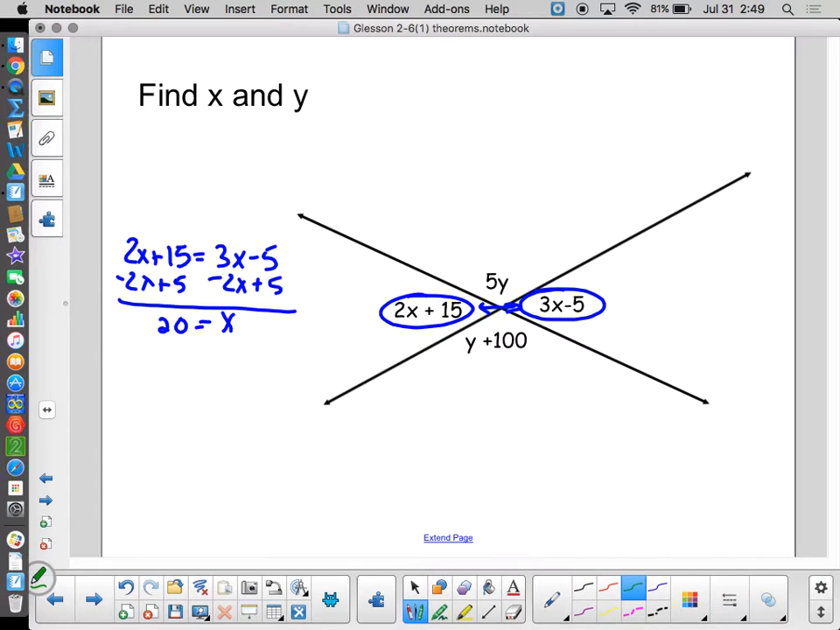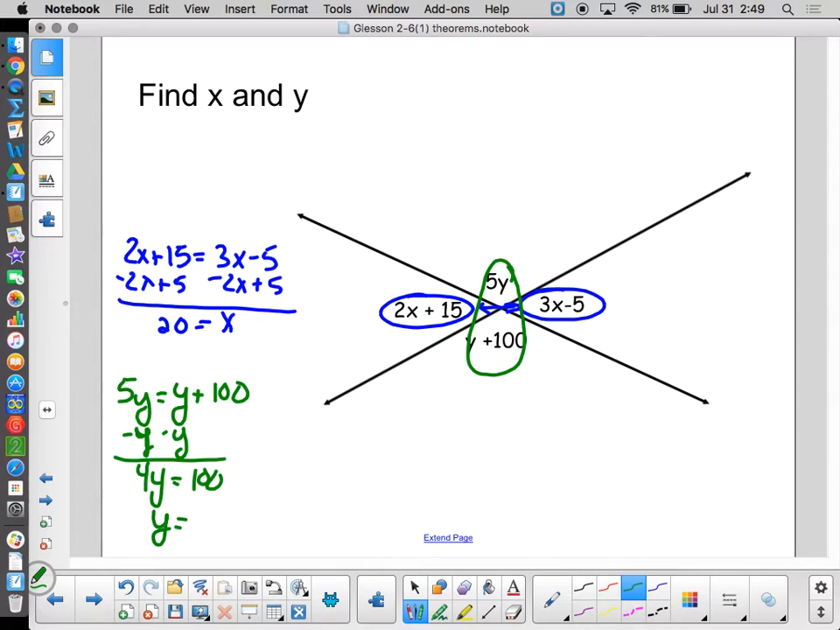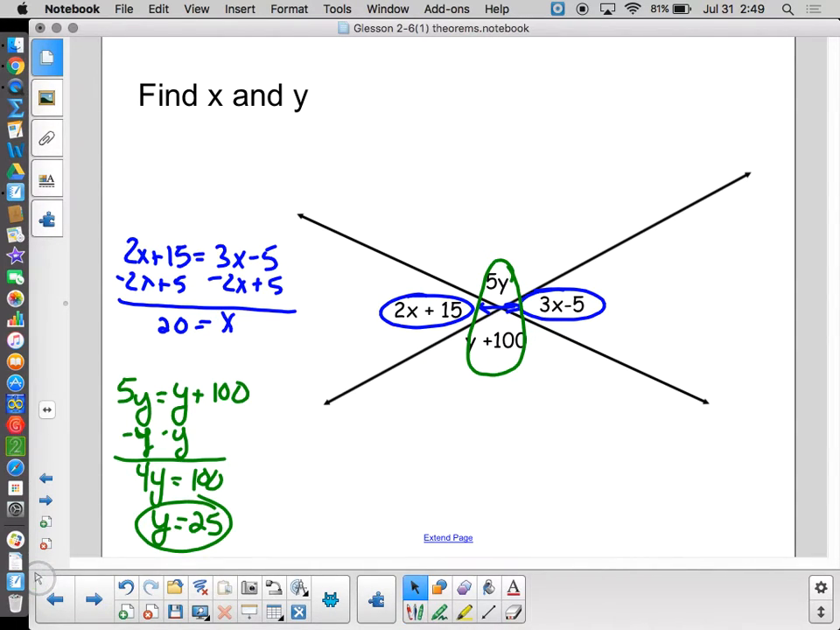For the y's, again, they're vertical angles across from each other. So 5y equals y plus 100. And subtract the y from each side. I get 4y equals 100, so y is 25. And I've got my solutions.